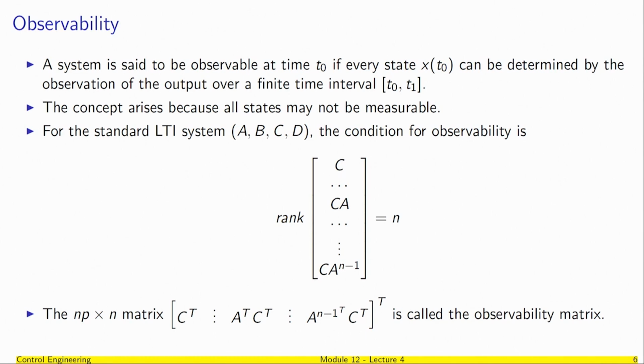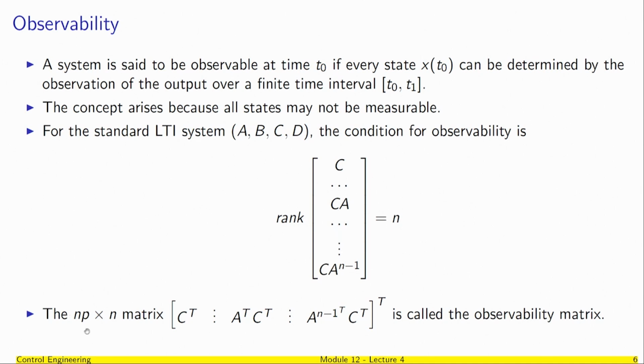I will not go into the details of this, but we will just understand what it means. I will just stop by giving a definition and how to check the conditions on observability. Okay. So, what is the definition? The system is observable at time t0 if x at t naught can be determined by the observation of the outputs over the time interval t naught to t1. Again, these are important because all states may not be measurable. So, a simple computation like earlier would suggest that a system is completely observable if and only if the rank of this observability matrix is n.